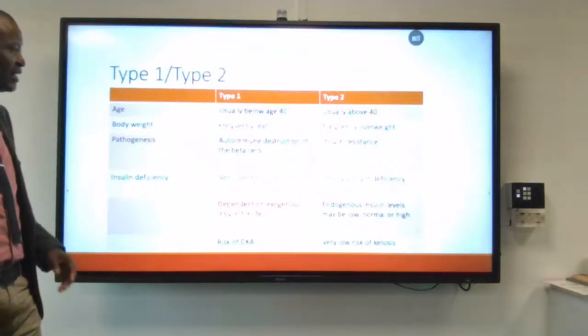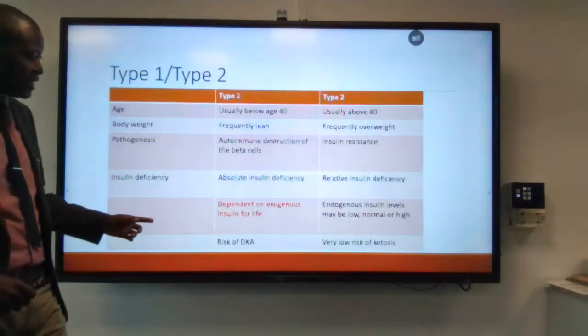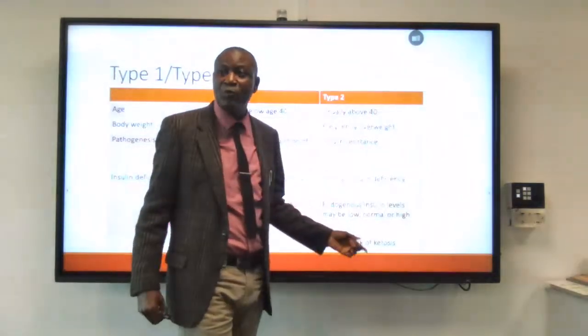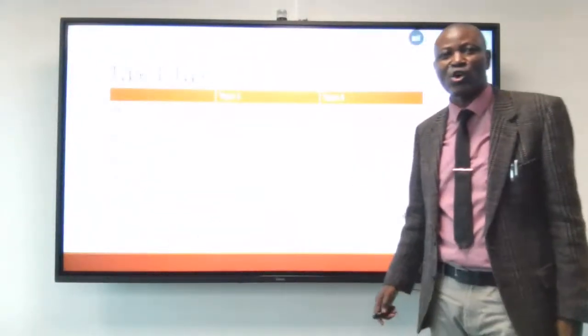Again, another key major complication is DKA. DKA is more common in type 1, less in type 2, but people with type 2 can also have DKA. It's not common in them.